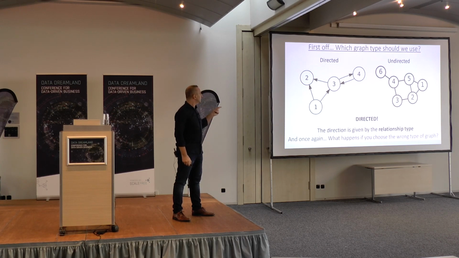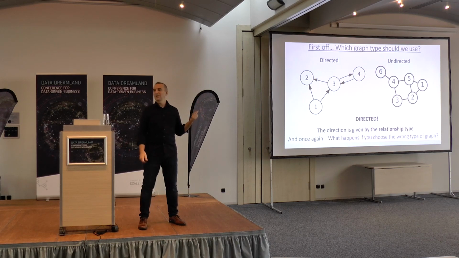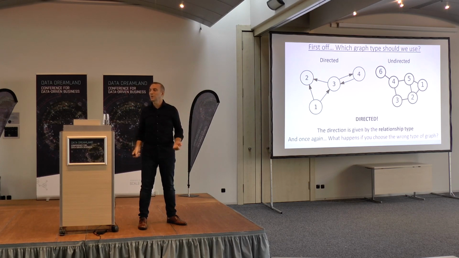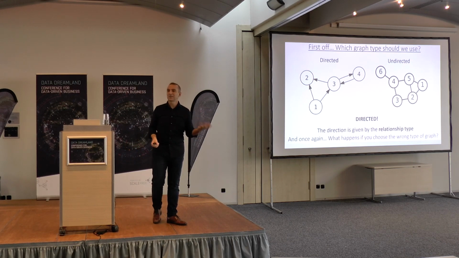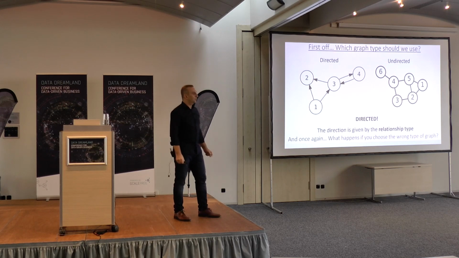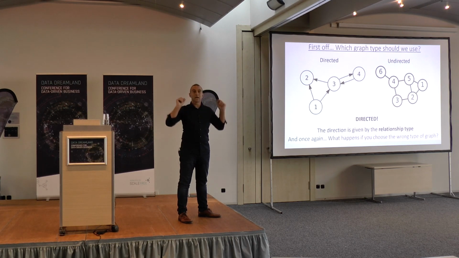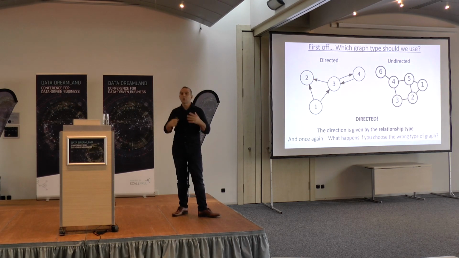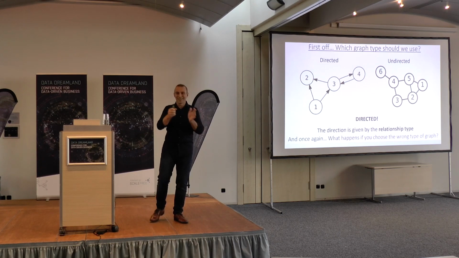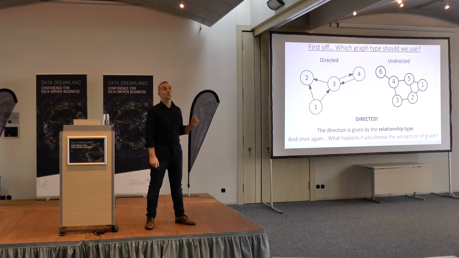And once again, what happens if you choose the wrong type of graph? As we saw earlier, the car navigator says turn right and it's a one-way. That's the type of incident that happens if you choose the wrong type of graph. So let's say that if I am right and directed is the way to go, and we choose to use undirected graphs to model a data model, well, that's interesting. What happens?